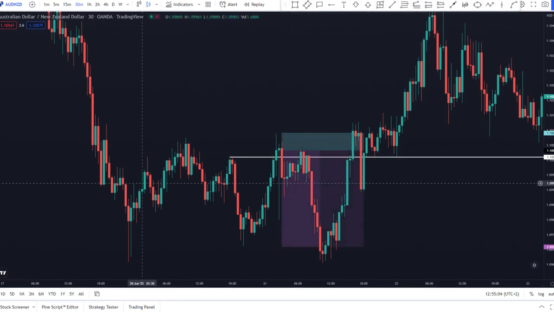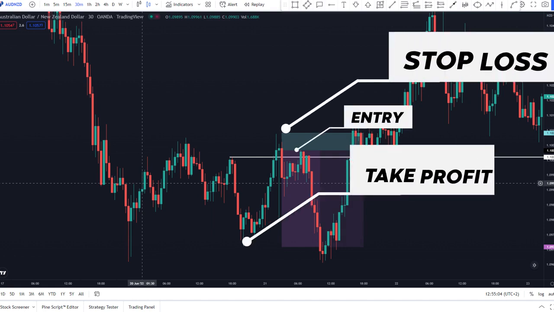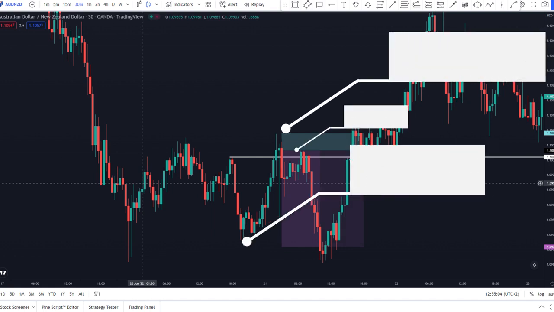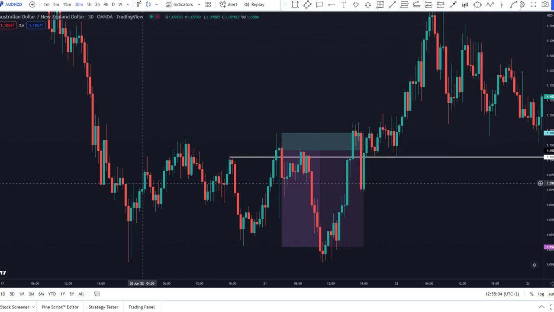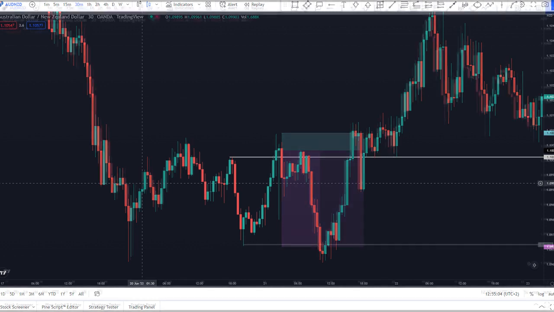For entry here we sell on the previous candle's open, because the previous candle is bullish, unlike on the bearish candle. But you will see that in the next example. Then take profit will be the same as before, being that we target the low.